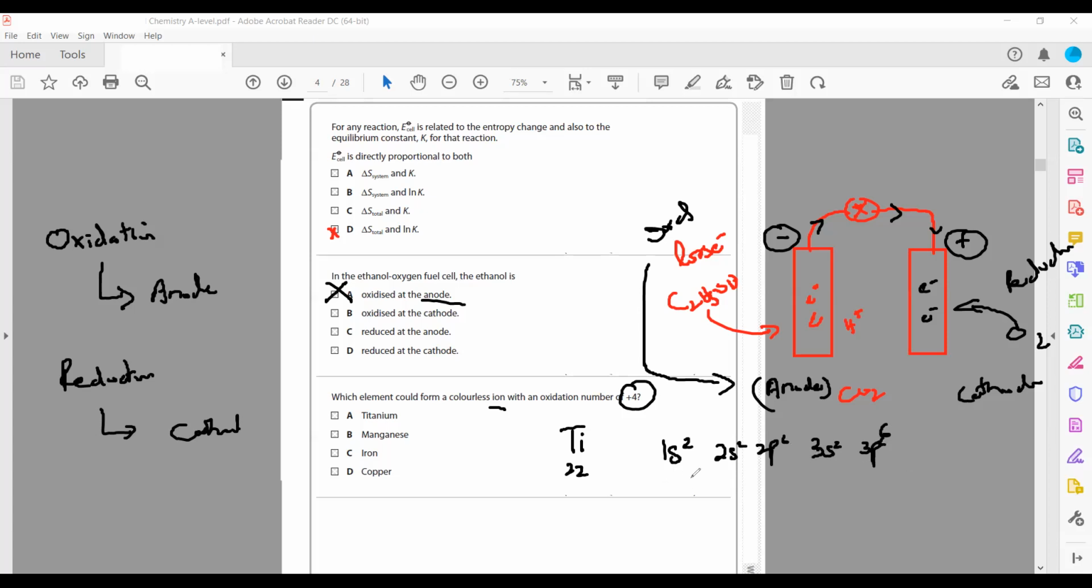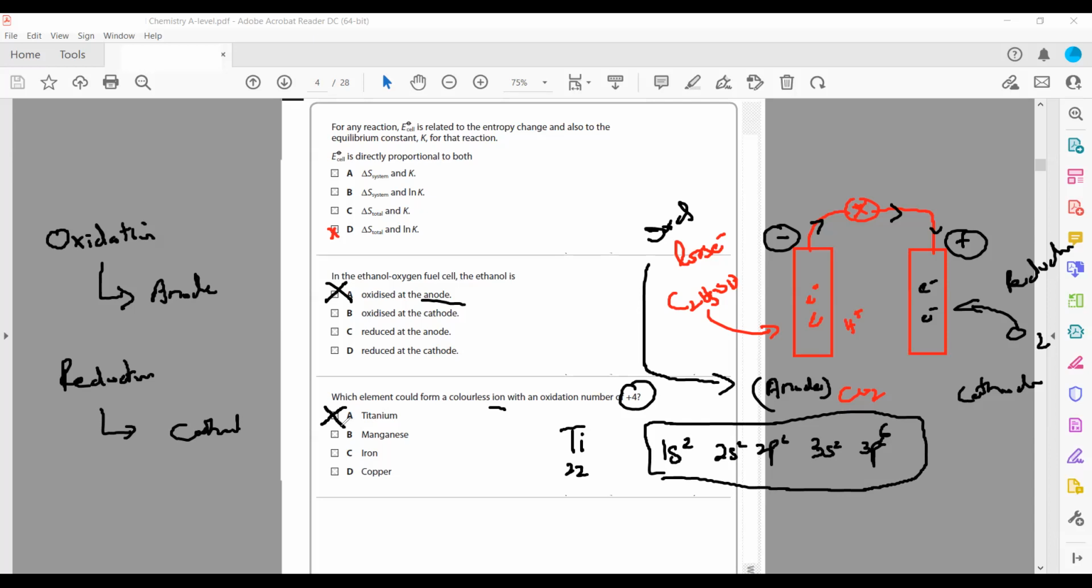So now it has the configuration 1s2, 2s2, 2p6, 3s2 and 3p6. So it does not have a partially filled d orbital. If it does not have a partially filled d orbital, what will happen? It does not form a colored compound. So that's why the answer will be A.